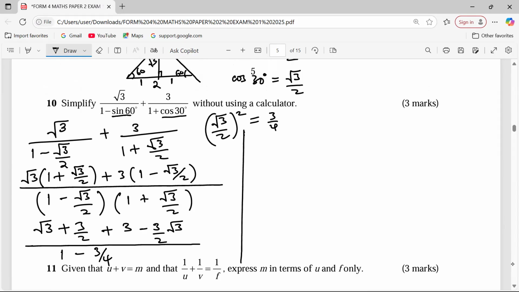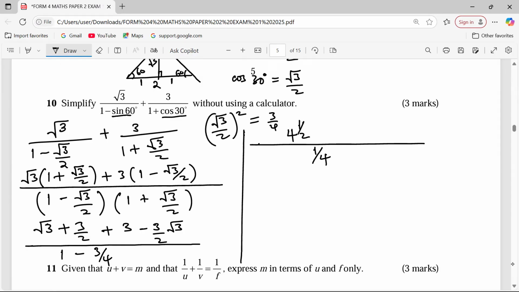So at the denominator, a quarter is already established there. It's 1 minus 3/4. Then now I have to group some terms on the numerator. 3 over 2 plus 3. You know 3 over 2 is 1.5 plus 3. That becomes 4.5.